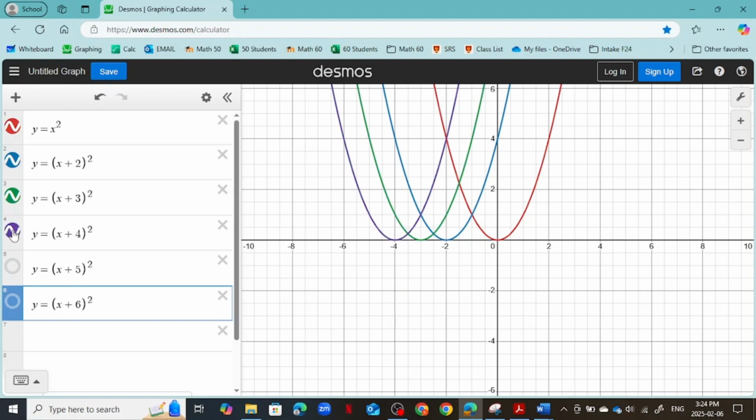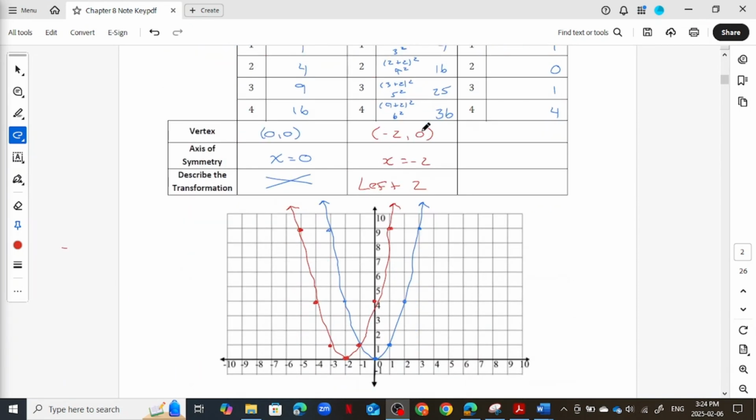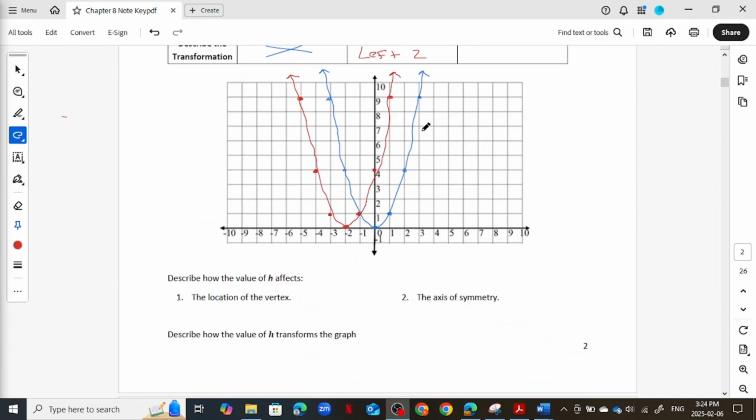When I have x plus 4, it's moved to the left 4. If I have x plus 5, it's moved to the left 5. When you have x plus 6, it's moved to the left 6. So in general, we could say that when it's an x plus, my graph will move to the left. In fact, let's put this down here. How will the value of h transform the graph? When you have x plus anything, it's going to go to the left.